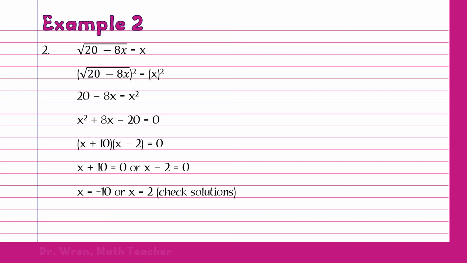Let's look at the square root of 20 minus 8x equals x. Square both sides to get 20 minus 8x equals x squared. Next, set the equation equal to 0 by moving the 20 and 8x to the x squared. Then, factor the trinomial as x plus 10 times x minus 2 equals 0. Set both binomials equal to 0 and solve the resulting linear equations. When we do that, we get x equals negative 10 or x equals 2. Let's check the solutions.